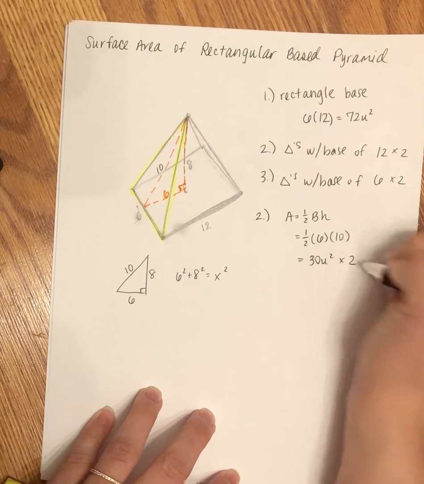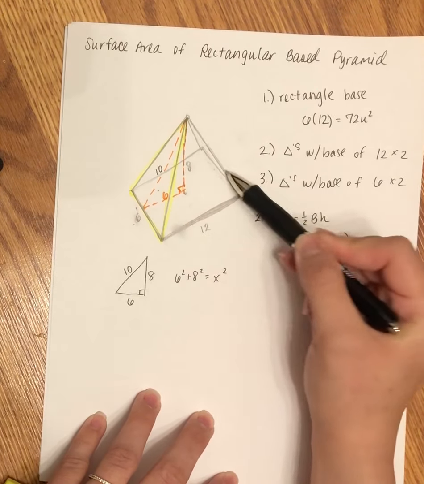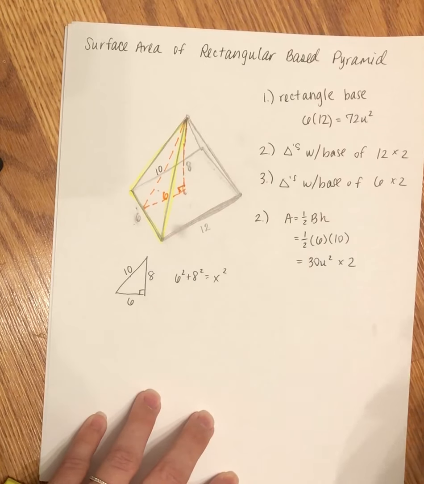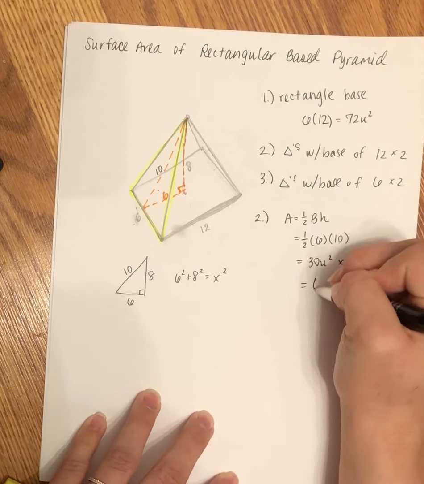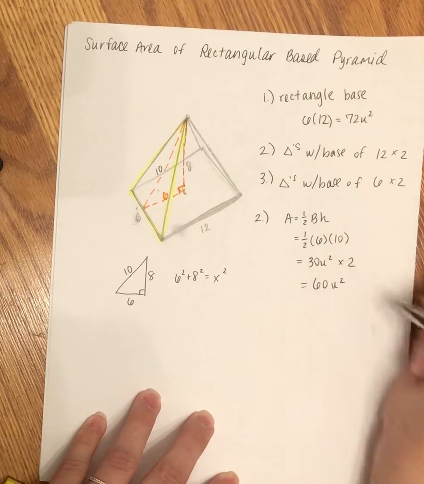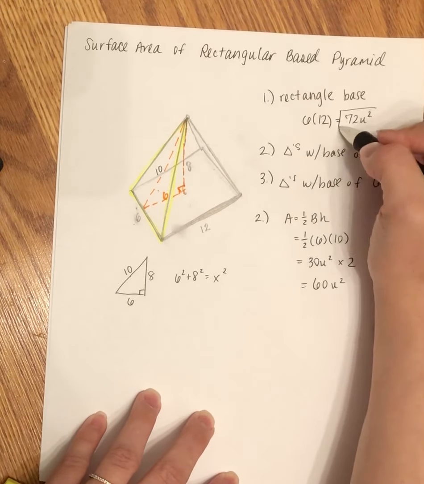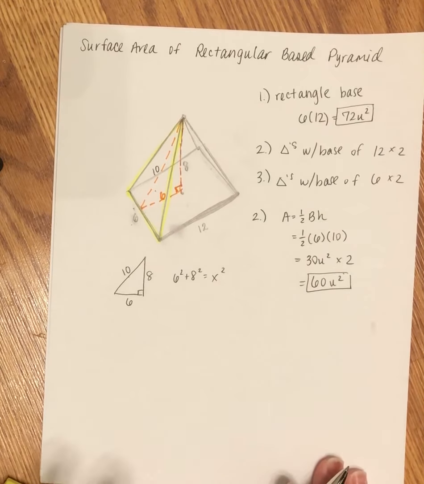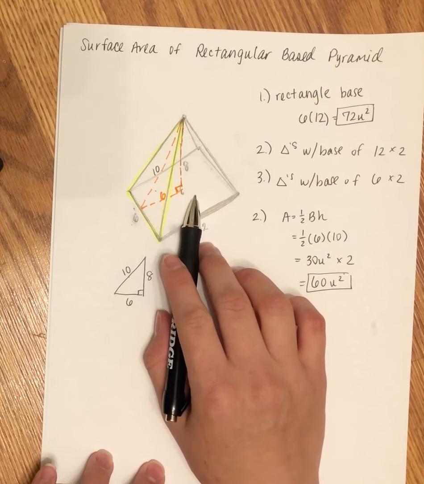Remember, there are two of those triangles. There's this front one and then this sliver of a back one because I stink at drawing pyramids. Moving on, we have a total of 60 units squared for those two faces. So I have my rectangular base, I have those two faces, and now I've got to move on to this last big triangle.